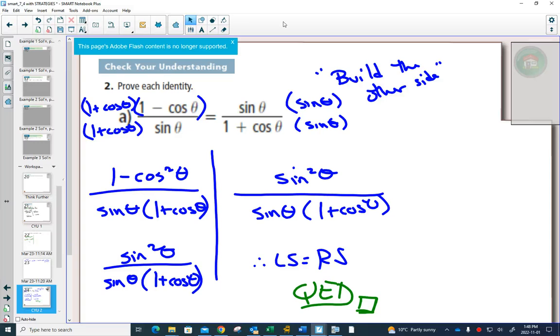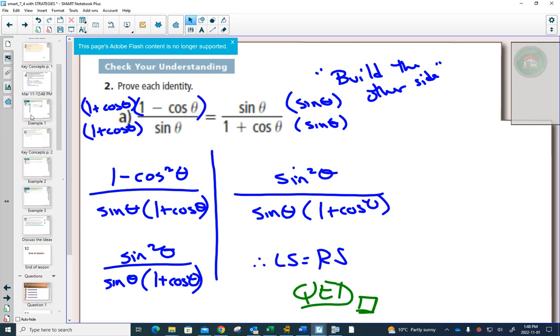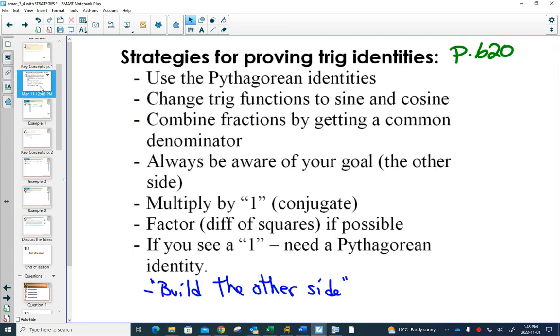So, what I'm going to leave you with now, which you can copy down on page 620, is our list of strategies. The main one, I'm going to put up there. Up till now, that's been our main strategy. But there are some other things that can help us along the way, including that build the other side strategy.